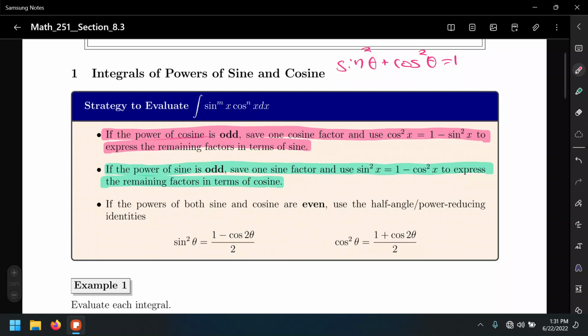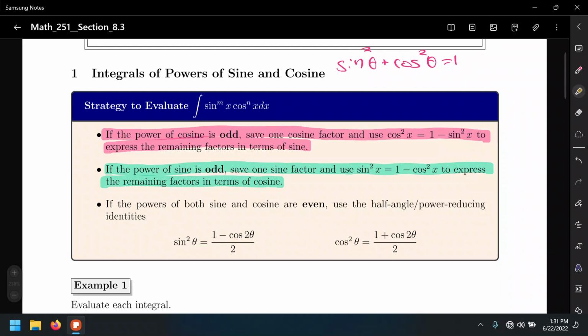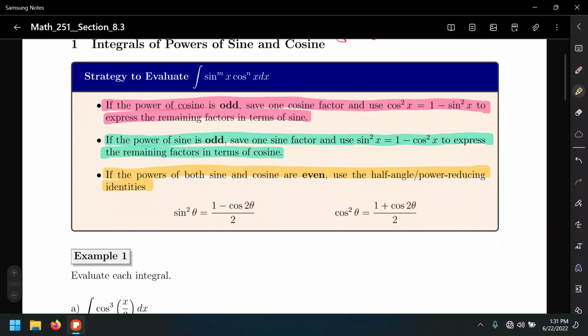So the first three points discuss the odd powers of sine and cosine. But what happens when the powers are even? In this case, we need to use what I usually call the power reduction formula. Some textbooks call it the half angle. I prefer to call it power reducing, because when we apply this formula, we reduce the power of sine, but we duplicate the angle. You'll see how this works. Of course, we're going to do examples of each. So let's have a look at a couple of examples.